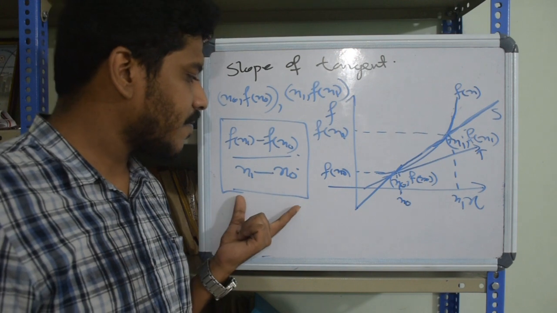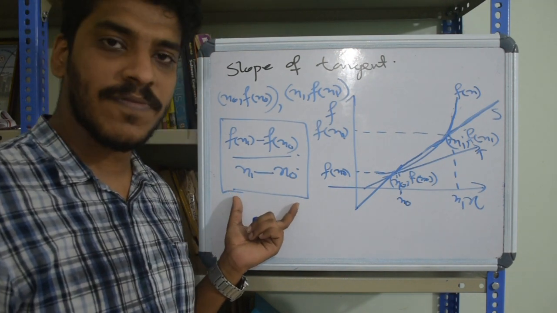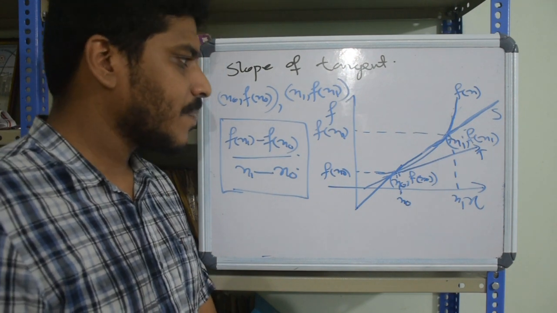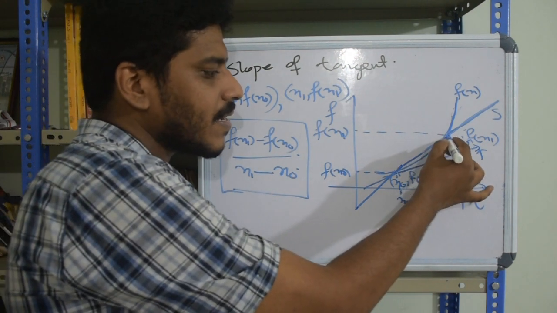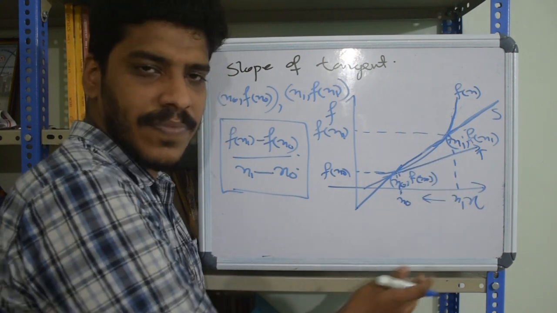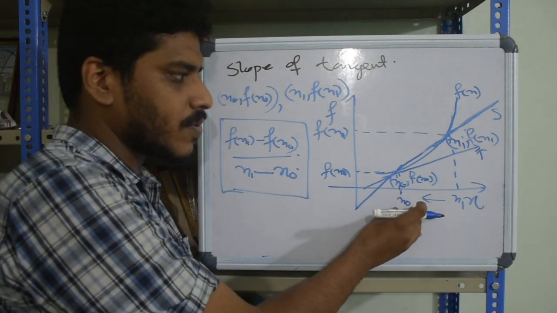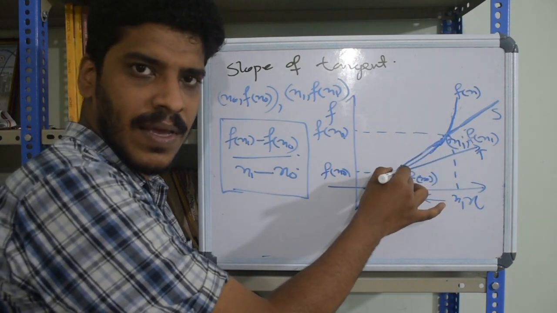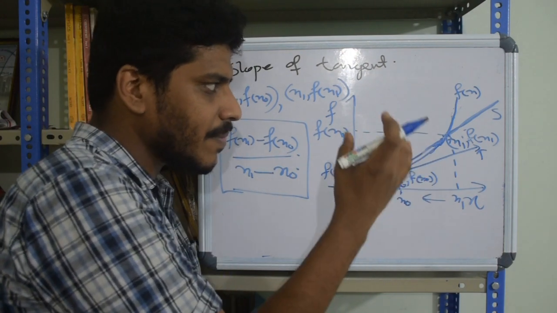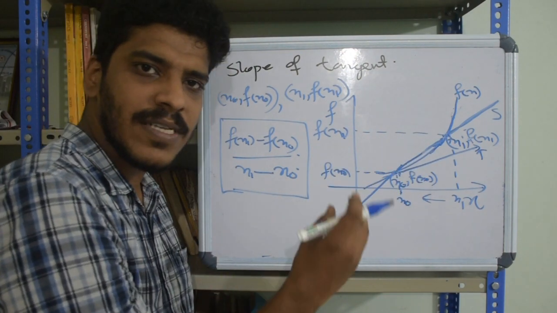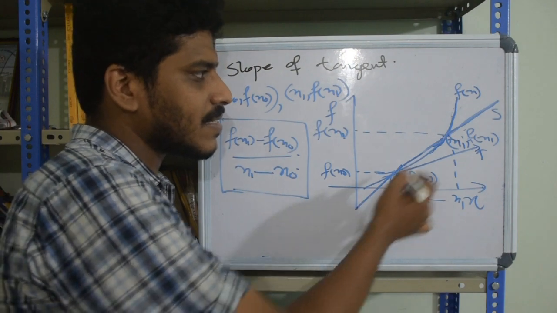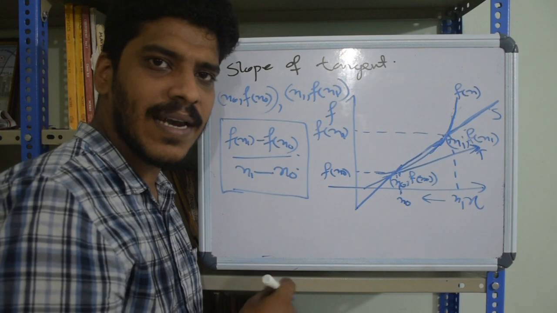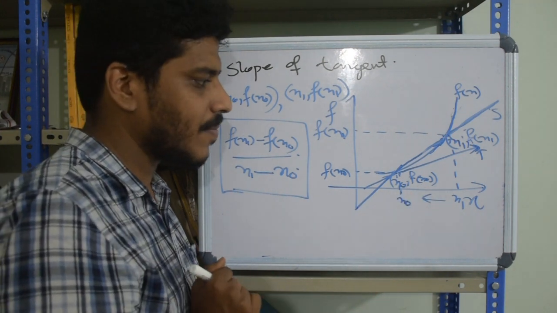Now the next question arises: can we make use of this formula to find the slope of the tangent line? Obviously we can. What if we bring x1 and x0 closer? We bring x1 closer to x0. So this point will be traveling along the curve towards this point. And if you make them infinitely closer, the secant line will almost coincide with the tangent line.